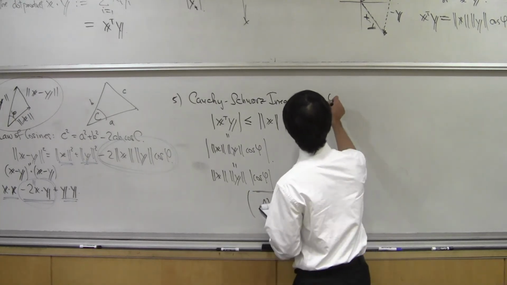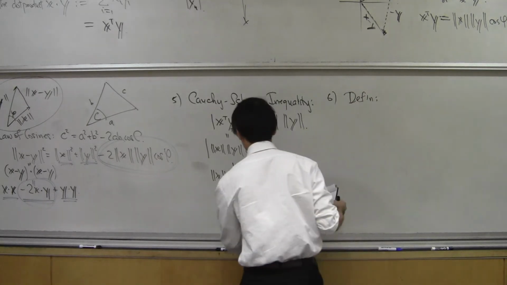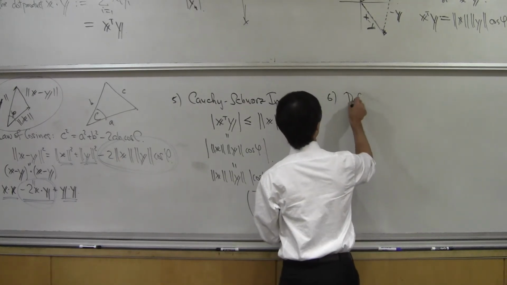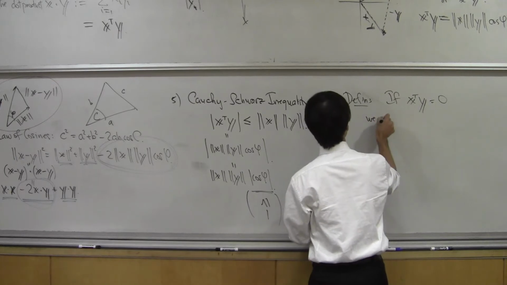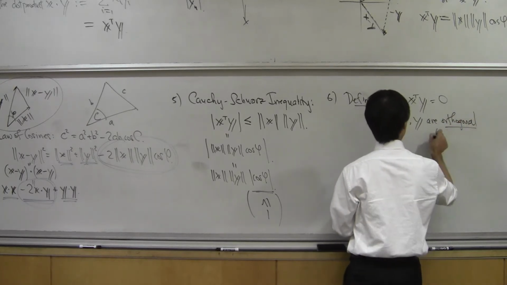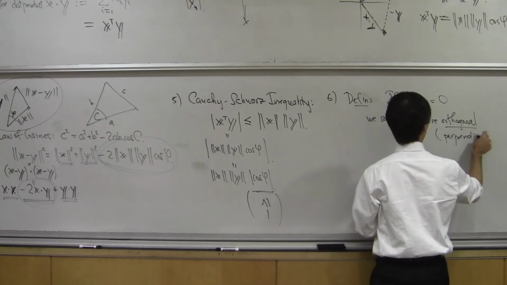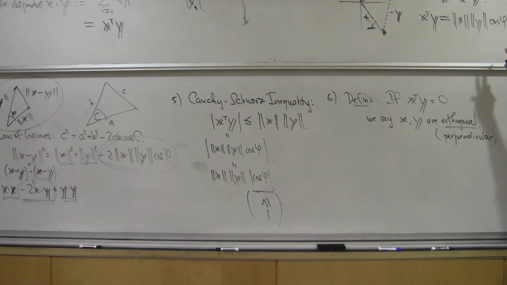Okay. Number 6, definition. If the dot product is 0, we say x and y are orthogonal. Orthogonal is just another word for perpendicular. And you see why this makes sense, right? Because if the dot product is 0, at least if your vectors are non-zero vectors, then that means that the cosine is 0, and the cosine being 0 means that they must be perpendicular to each other. So that's why we use this as a definition.